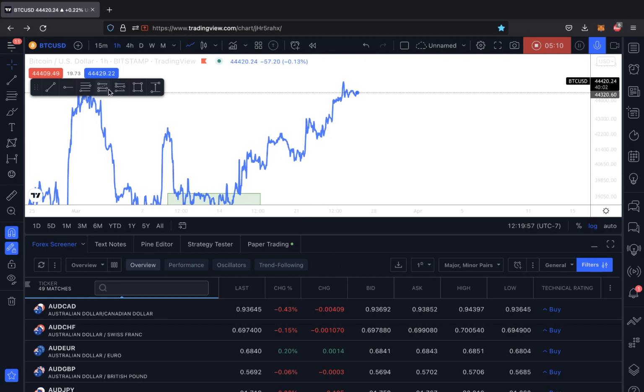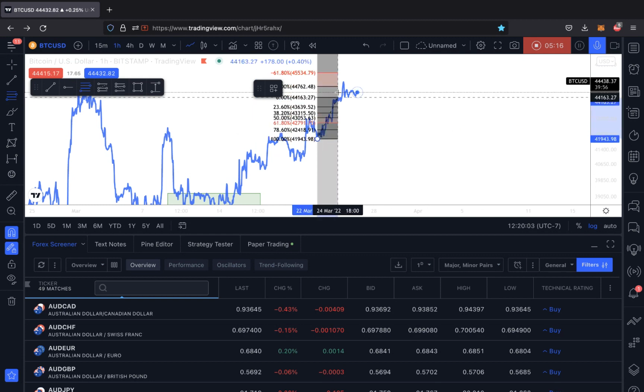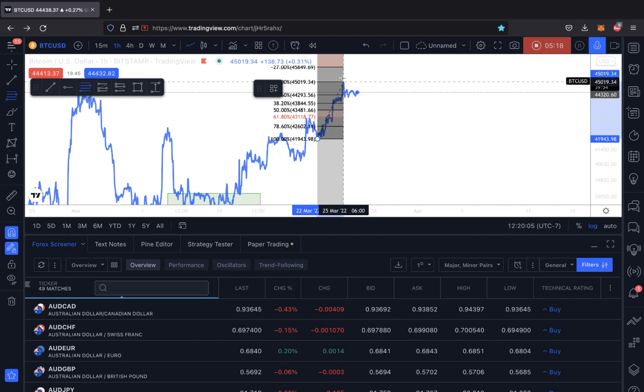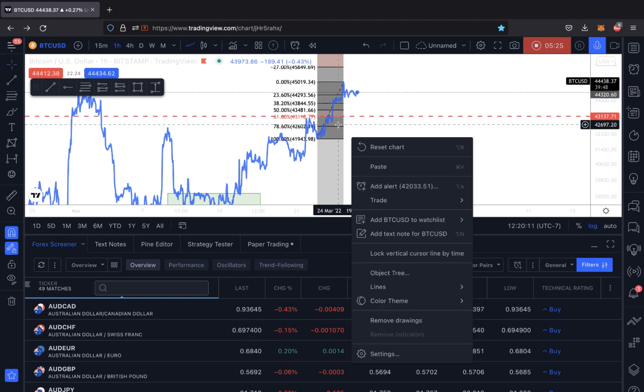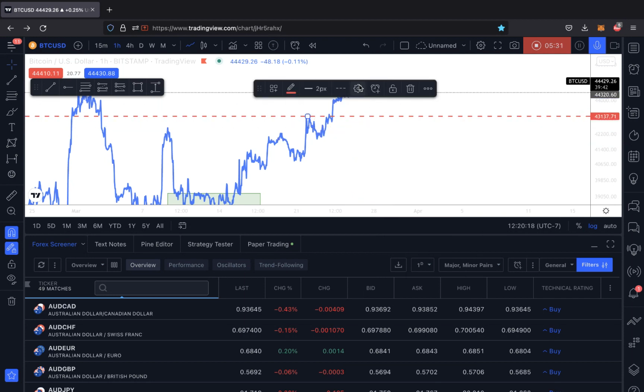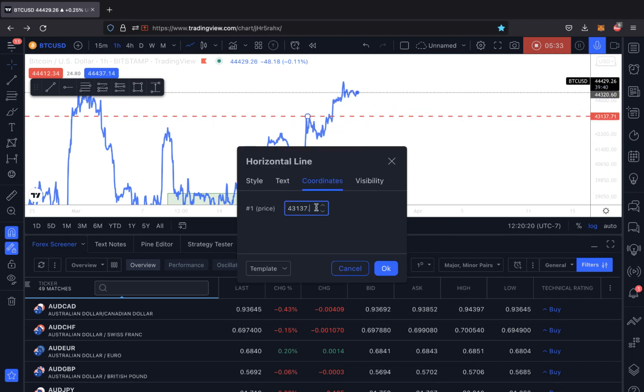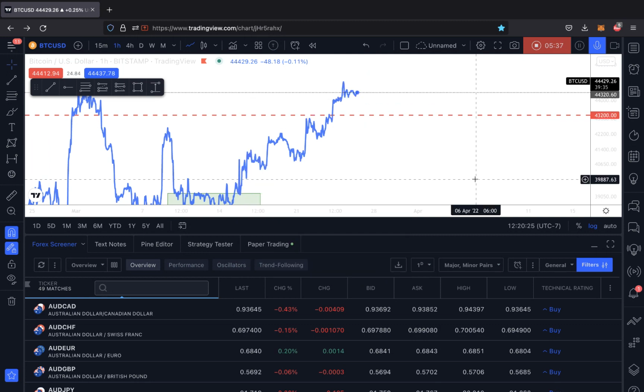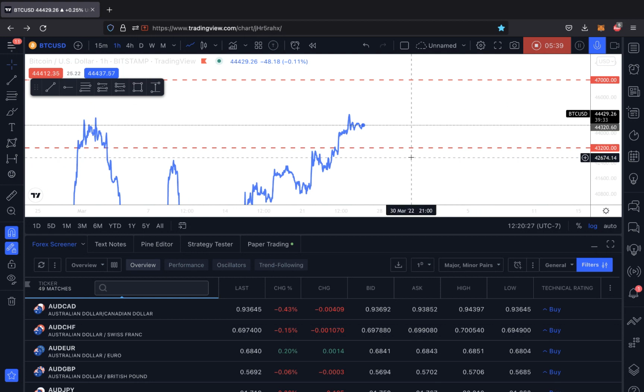So I'll take the Fibonacci tool again, draw it from this low all the way to this high. Again, just establishing the 61.8 ratio level, which is around 43,118. I will round it up to 43,200. So it's just a clearer level.